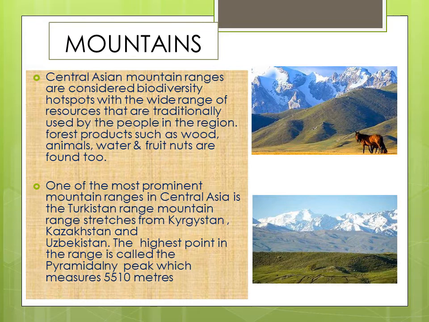One of the most prominent mountain ranges in Central Asia is the Turkestan Range. It stretches from Kyrgyzstan, Kazakhstan, and right up till the region of Uzbekistan. The highest point in the range is called the Pyramidical Peak, which measures around 5,510 meters. So we have already done this Pyramidical Peak, children, in geography. So you find a reference over here also.